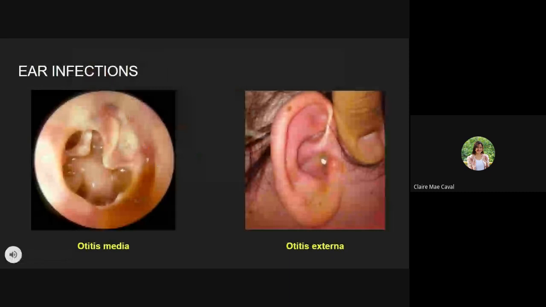So these are the ear infections. You have otitis media and otitis externa. Otitis media is the infection of the middle ear, while otitis externa is the infection of the outer ear canal. So if you can see, there is pus in it. Okay, otitis media can be caused by bacteria like Streptococcus pneumoniae, Haemophilus influenzae, and Moraxella catarrhalis.